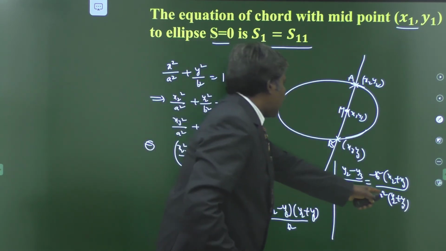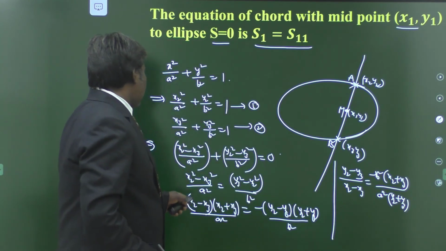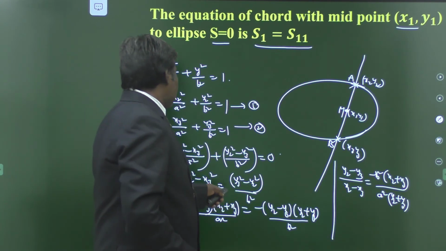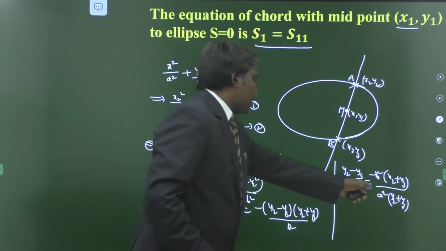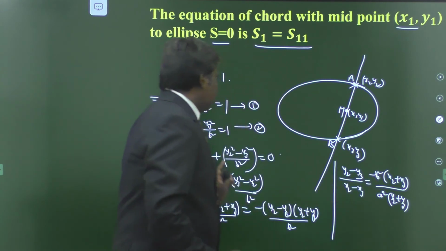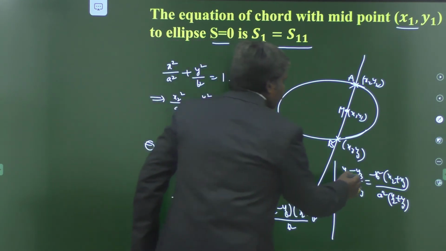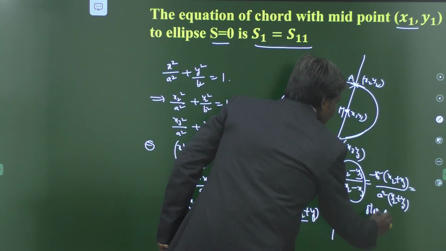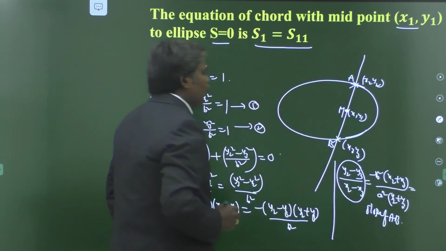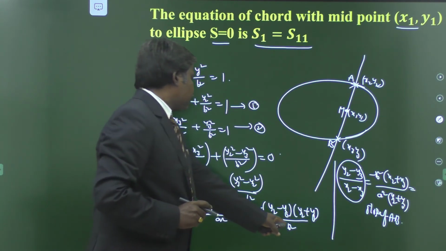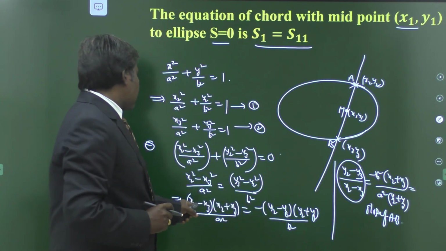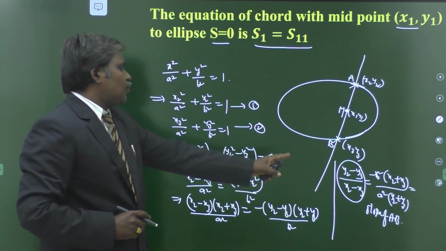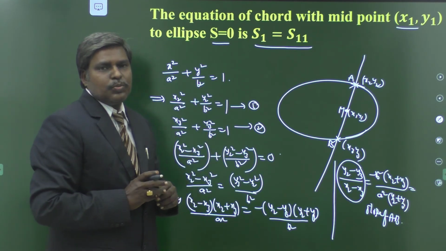Am I correct or not? a square times (y2 square minus y3 square) is equal to b square times (x2 square minus x3 square) with a minus sign. Yes, correct. This is the slope of the line joining AB. So the slope of AB is equal to minus b square (x2 plus x3) by a square times (y2 plus y3). That is your slope of the line.